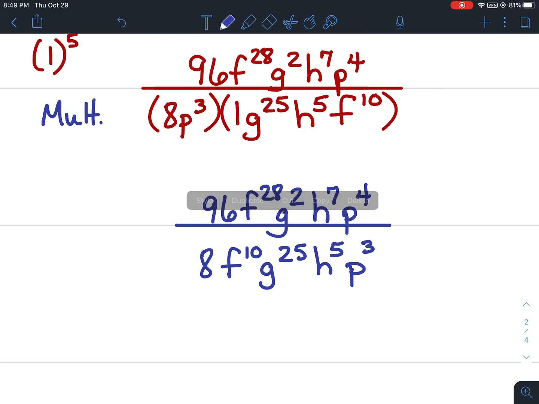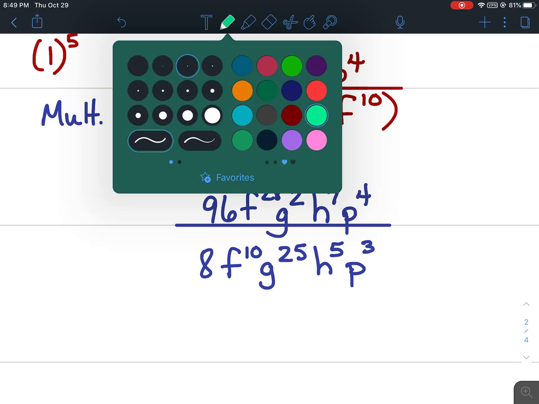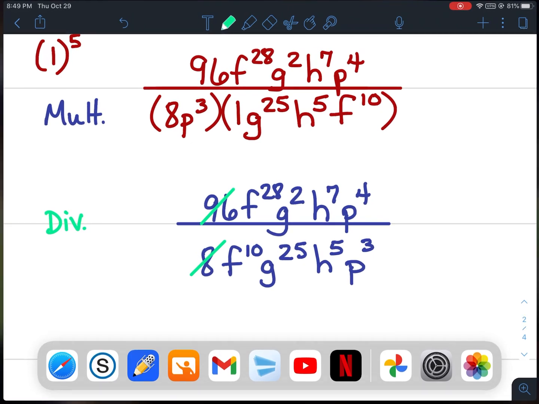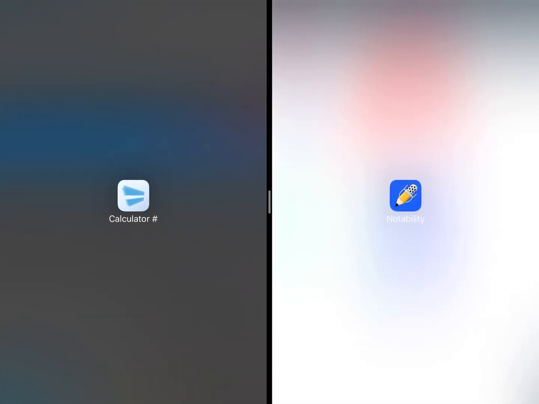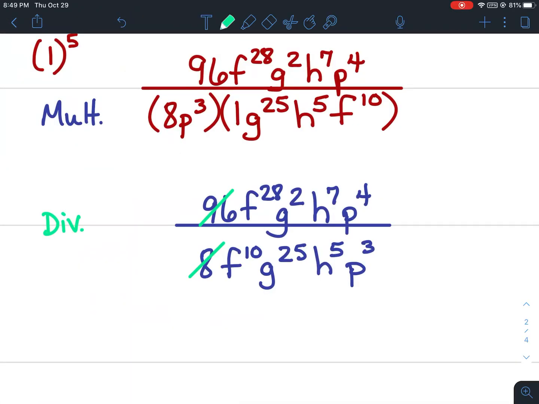Now I am ready to divide. I've simplified the numerator, I've simplified the denominator. We are now ready to divide. Okay, starting with 96 and 8. Get out my calculator. 96 over 8 would give me 12. Since 12 is an integer, it goes in the numerator.